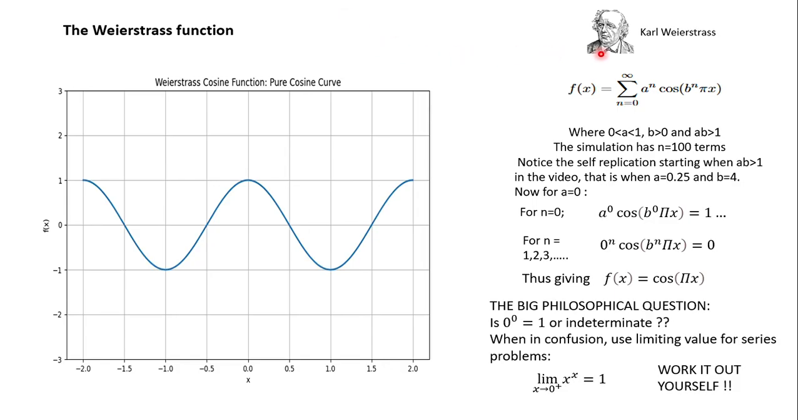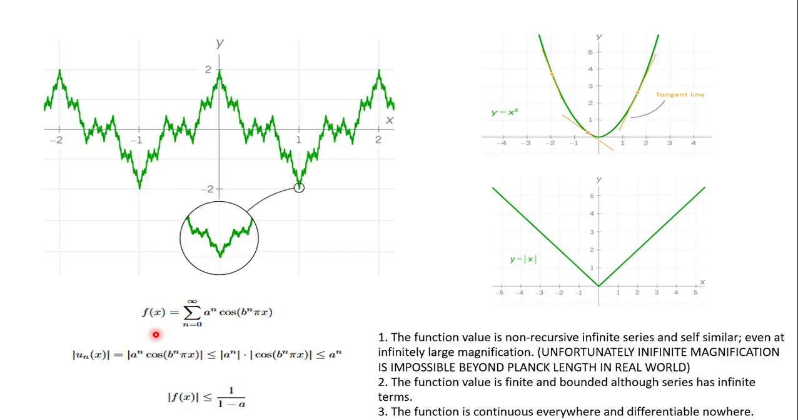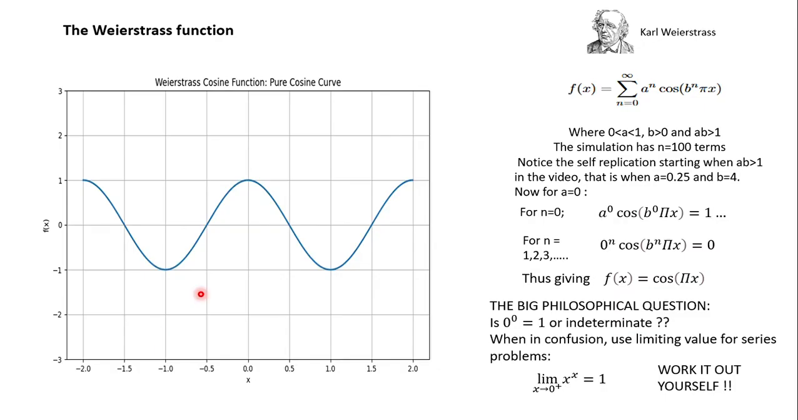All right, so here we have Karl Weierstrass, who gave this in a series form for the first time. He gave a function that is differentiable nowhere and is self-replicating and continuous. So we can run this video.